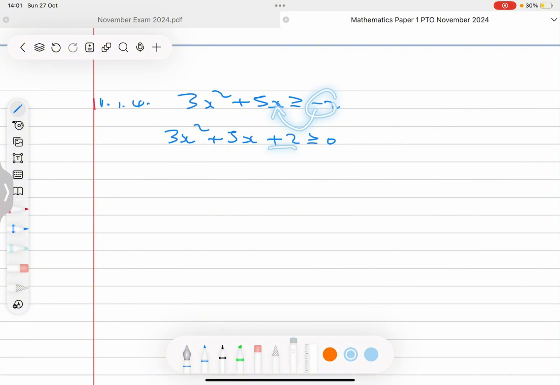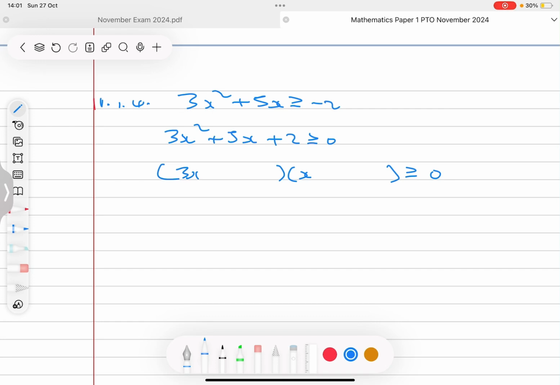And remember, when you are transposing, when you deal with inequalities, this inequality sign doesn't change. It only changes when you are dividing by a negative number. Now at this stage I can see that this is my standard form. It means I can factorize. In factorizing this, I'll have x here, and here I'll have 3x. I'll have an x here.